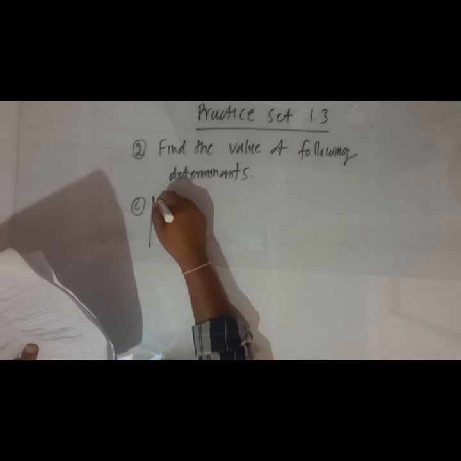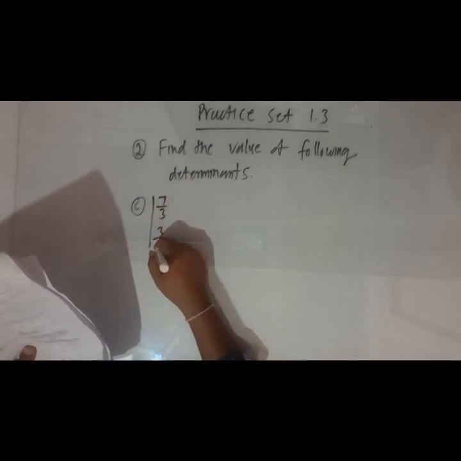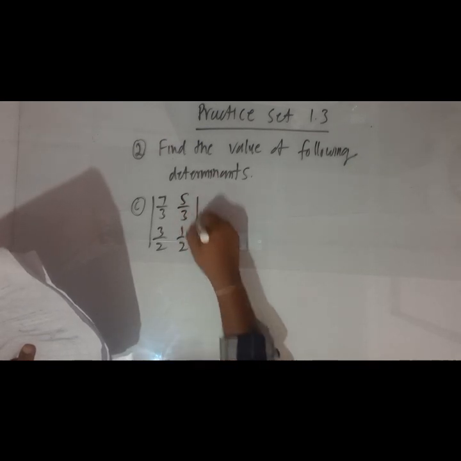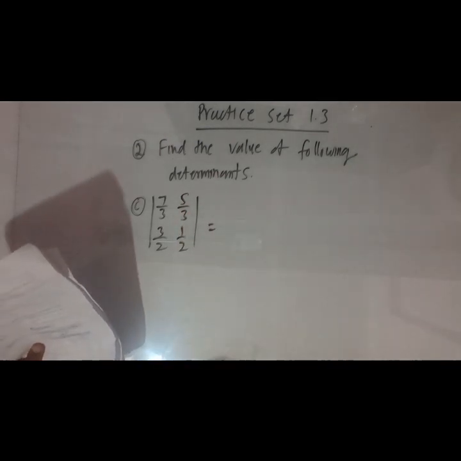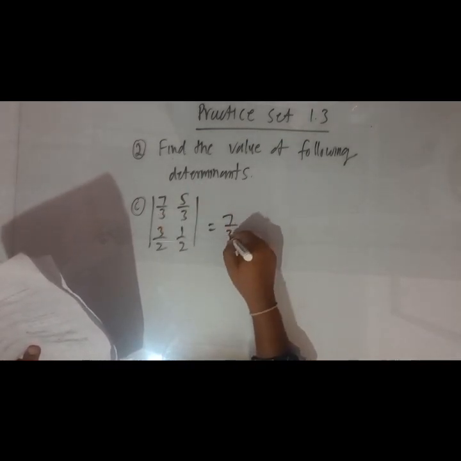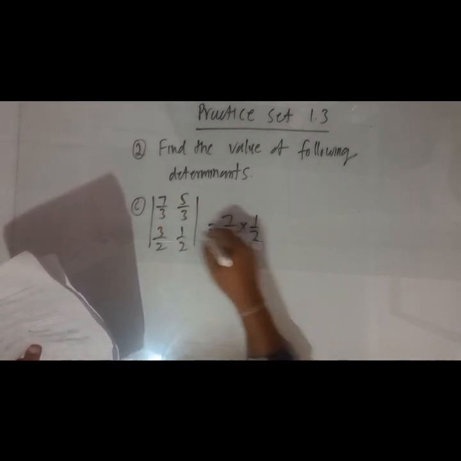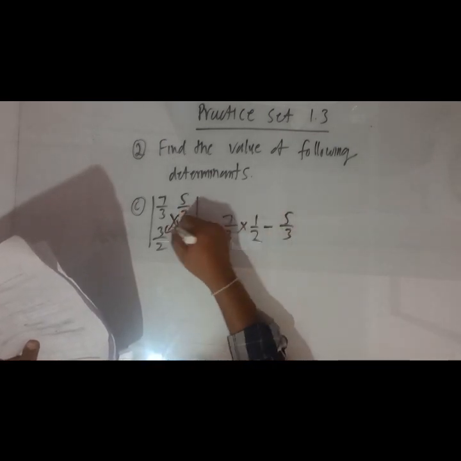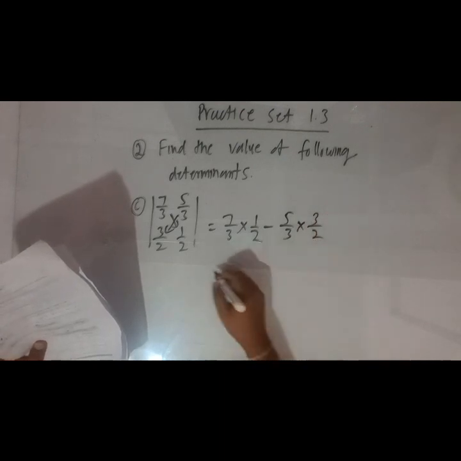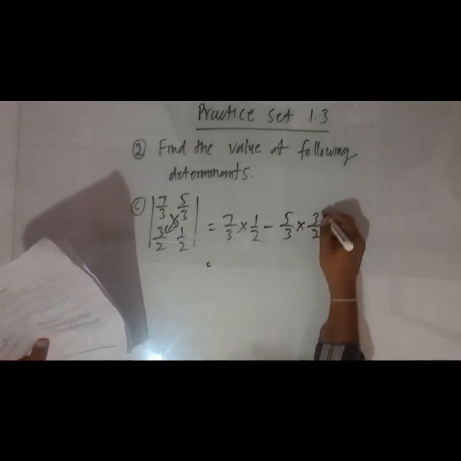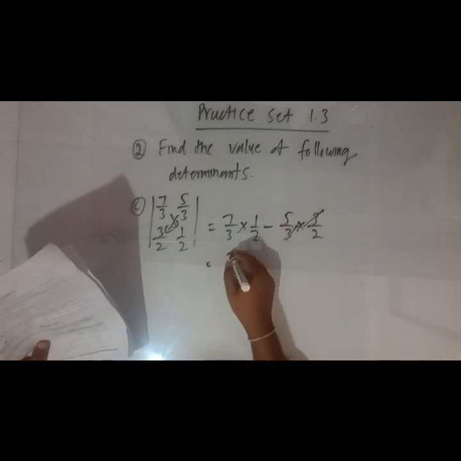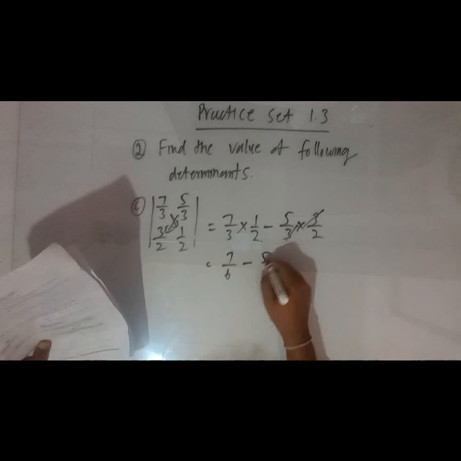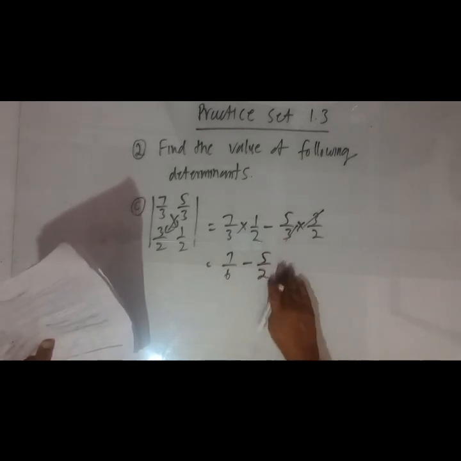This is tricky. 7 by 3, then 3 by 2, then 5 by 3 and 1 by 2. Okay, now I will solve this. 7 by 3 into 1 by 2, cross multiply, minus 5 by 3 into 3 by 2. Okay, now yes, this can be simplified, and this is 7 upon 6, minus 5 by 2.